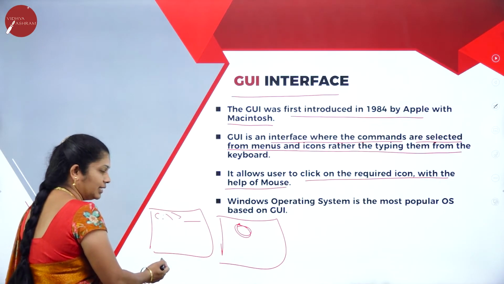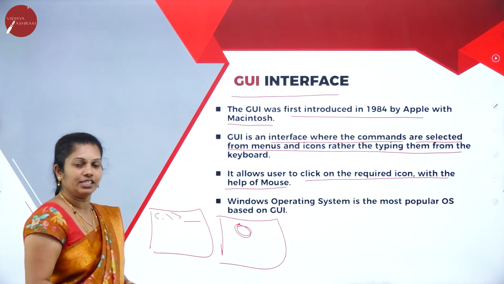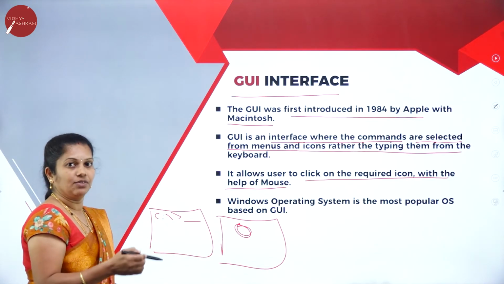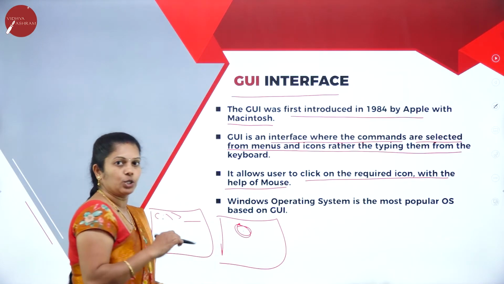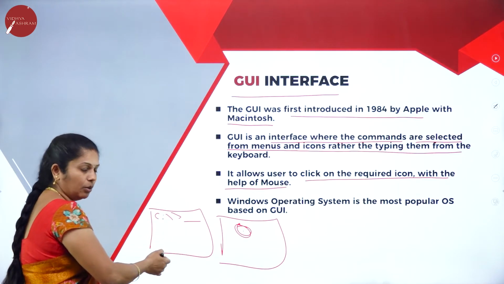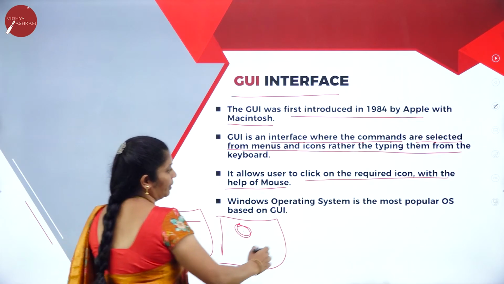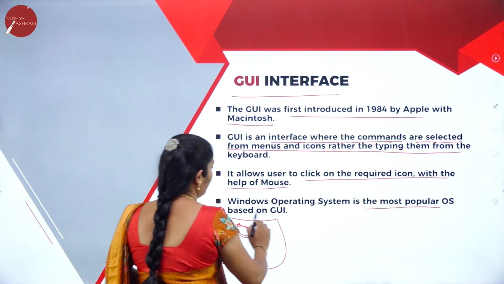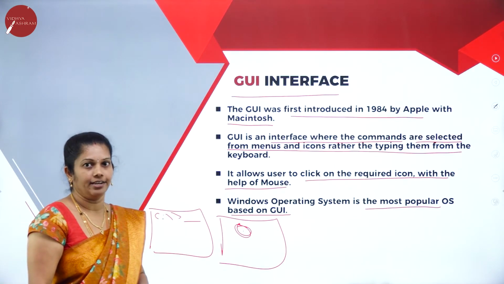Whereas in the command user interface, we are not using a mouse. In the graphical user interface, we are using a mouse. Whichever data or operation we want, by using the graphics only, we can select that operation. Here we have to remember the code; there, no need to remember the code. The Windows operating system is the most popular operating system based on the graphical user interface.